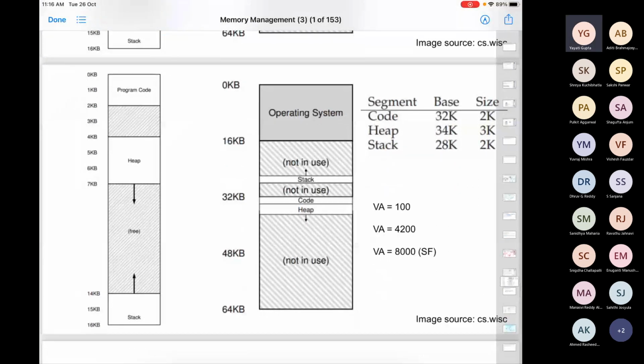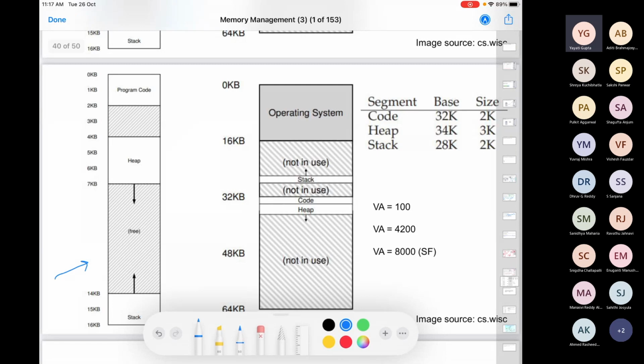So all we are doing is viewing a process as multiple mini processes. Each of the mini processes we call a segment. So here we have three segments: code, heap and stack. Similar to these processes, each of these segments can have a base register and a limit register. So base register for code is 32K.